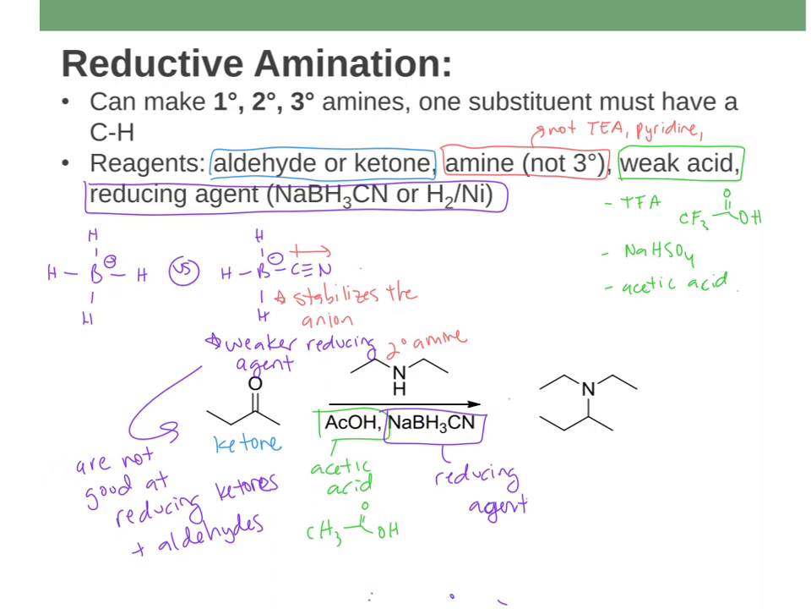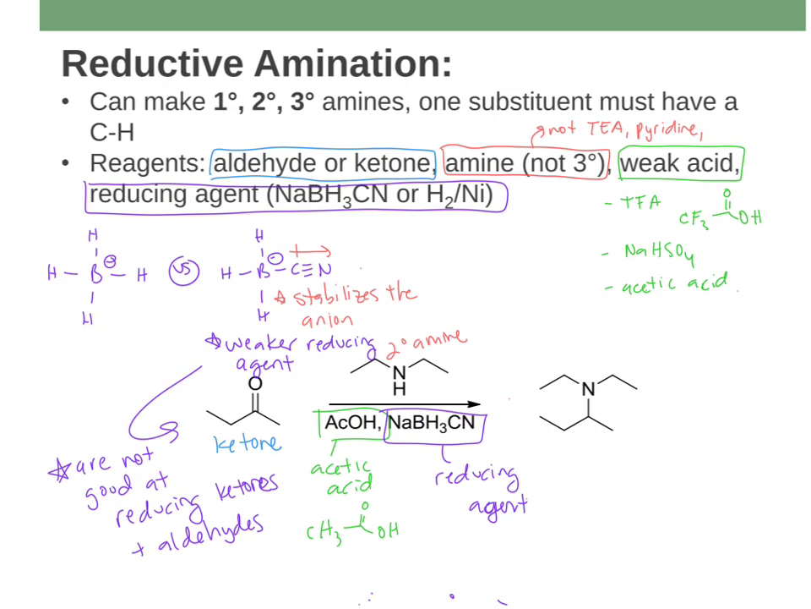If I'd used NaBH4, then I would have reduced my aldehyde and ketone into an alcohol, and then I'd be dead in the water and this reaction won't occur. And I'll show you the mechanism here in just a second. But anyways, if I have all of these things, an aldehyde, a ketone, an amine, an acid, and a reducing agent, that's the reductive amination stuff. So that's what we're going to start looking for here.